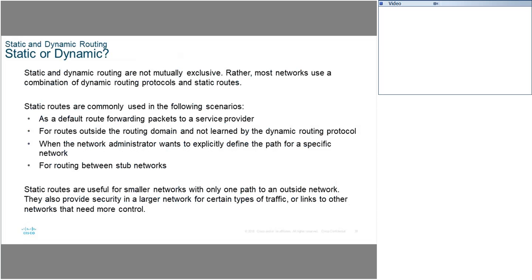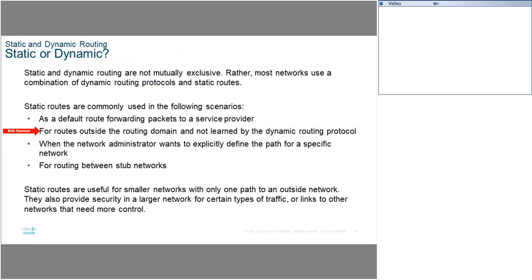So we already talked about where we would use static routes. We've already got those right up here, you know, routing between stub networks. So for routes outside the routing domain not learned by the dynamic, that's called the default route, basically. That would be for getting to a specific route outside of your network. Well, the quad 0 or the default route will get it there anyway. So who cares? You know, that's an overlapping one.